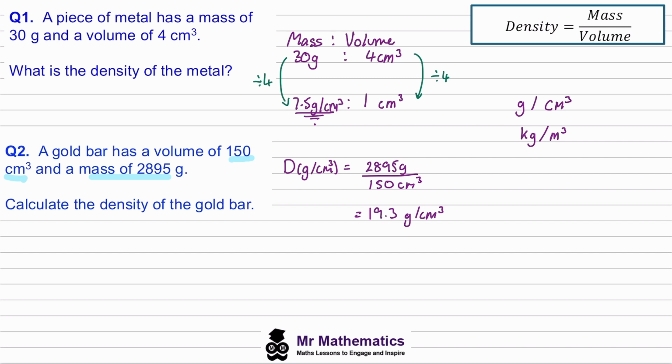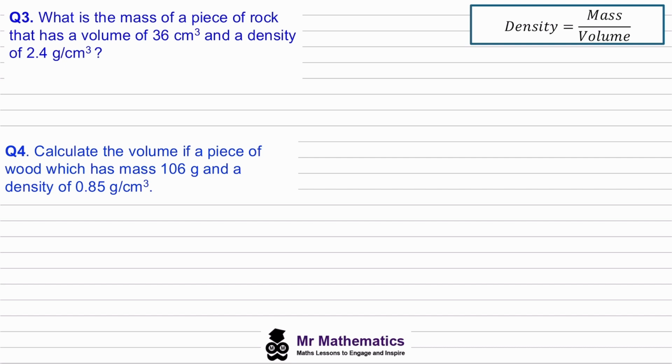In our next questions, we're going to look at how to calculate the mass and the volume when we're given the density. And then in question 5, we're going to look at an exam style question. Okay, so for example 3, we've been asked what is the mass of a piece of rock with this volume and this given density. And then for question 4, we've been asked to work out the volume when we have this mass and this density. So perhaps you want to try these questions yourself. You can pause the video, and when you come back, we'll go through the worked solution.